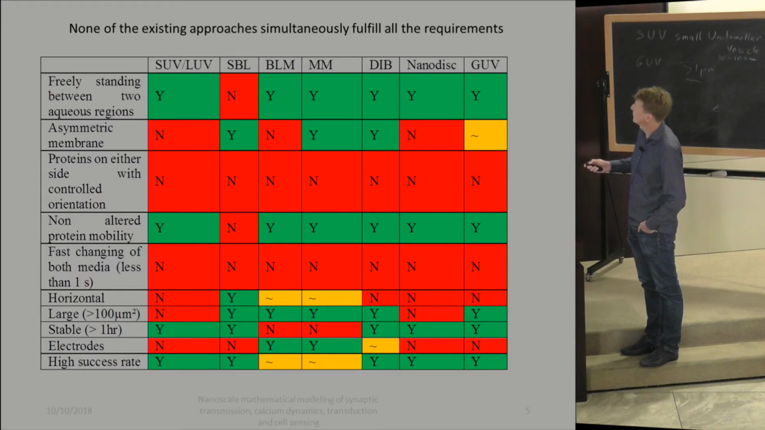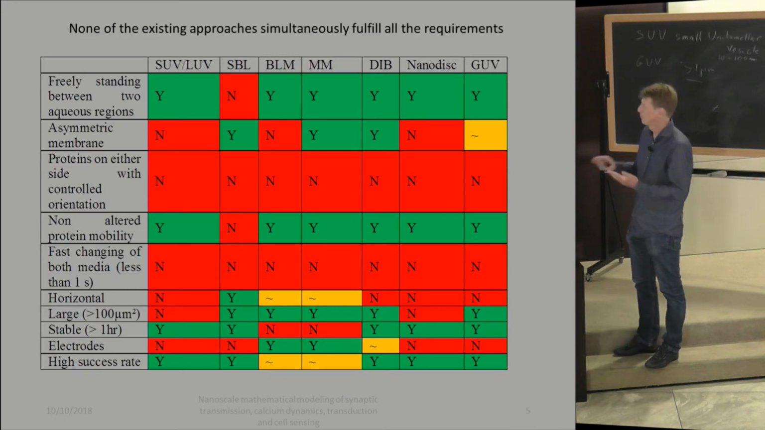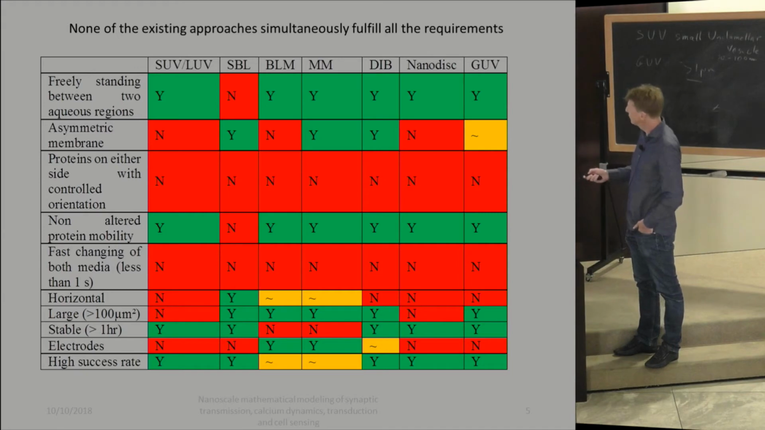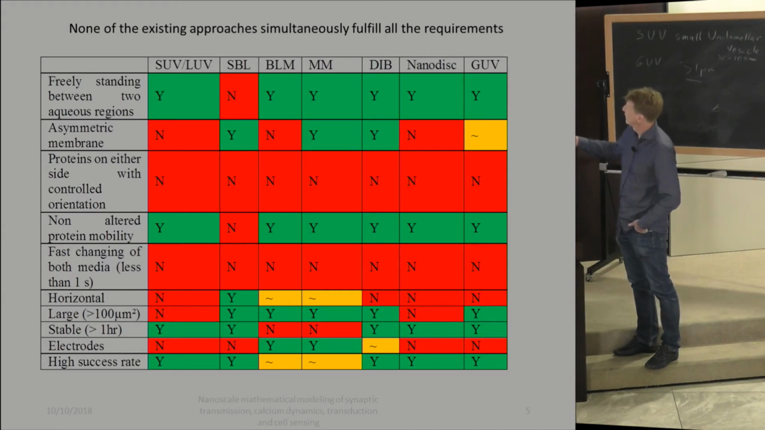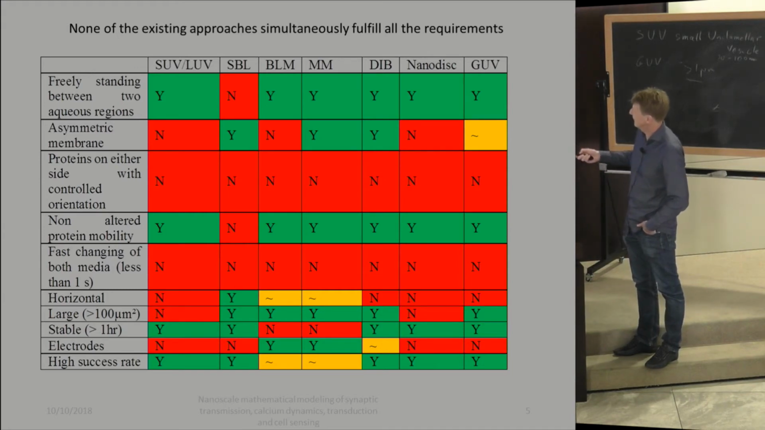So vesicles, small unilamellar vesicles, or giant unilamellar vesicles. You'll see, for instance, you can't orient proteins most of the time easily. You cannot change the media on both sides. It's difficult to have it horizontal. I'm not going to detail everything, but you always have what is in red. It means you don't have it. You always have some requirements that are not fulfilled.